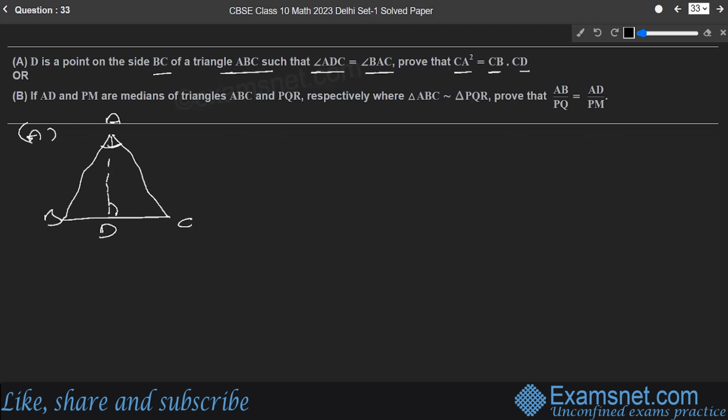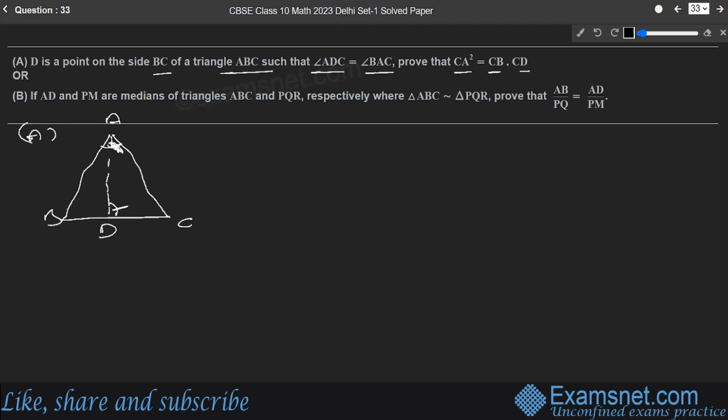So we are talking about D being a point on the side BC of triangle ABC, such that angle ADC is equal to angle BAC. So we can say ADC, that is this angle, is equal to angle BAC, equal to this angle. So these two angles are equal. Now we are supposed to prove CA square is equal to CB into CD.